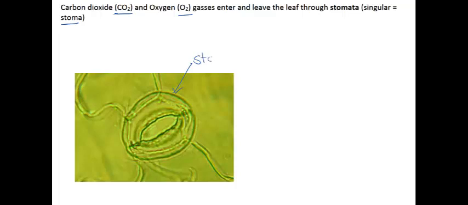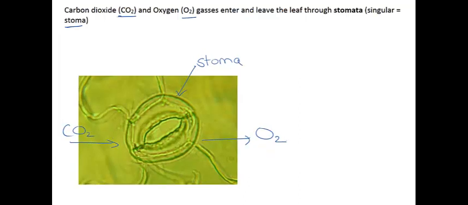In this open position, the stoma allows carbon dioxide gas to pass into the leaf, as well as oxygen gas to leave the leaf, and then is able to close to stop those from occurring. Now that we know how these reactants get into the leaf, we can look more closely at where photosynthesis occurs.